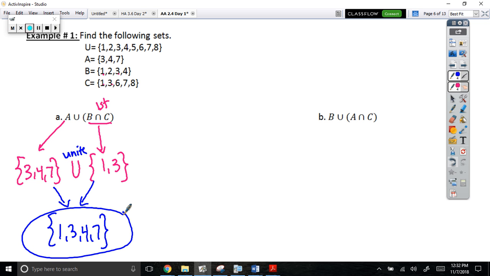Okay, next one, copy down what B is. B has elements 1, 2, 3, 4 in it. Bring down our union symbol. And now we're actually going to perform A intersect C. What is in common between A and C? 3 and 7.